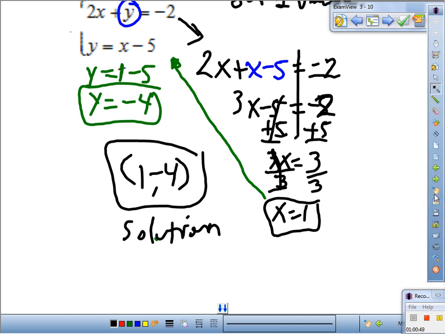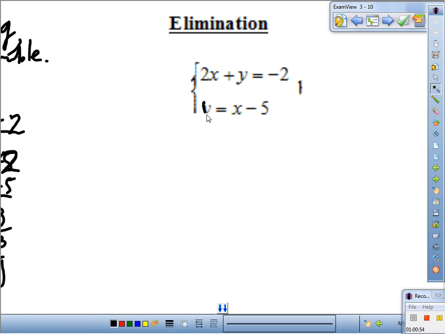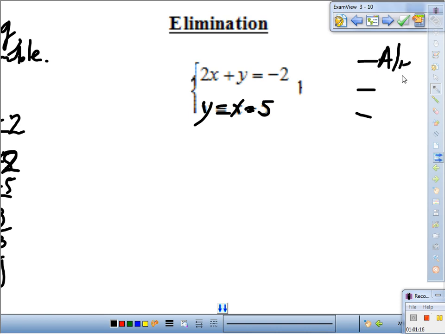What is the next method? Elimination. So let's do elimination. All right, so what needs to be true for solving for elimination? Three things need to be true before we begin. Tanner. Okay. Jada. Has to be aligned. Oh, you said that? Okay. Are all of them aligned? No. Which one needs to go?